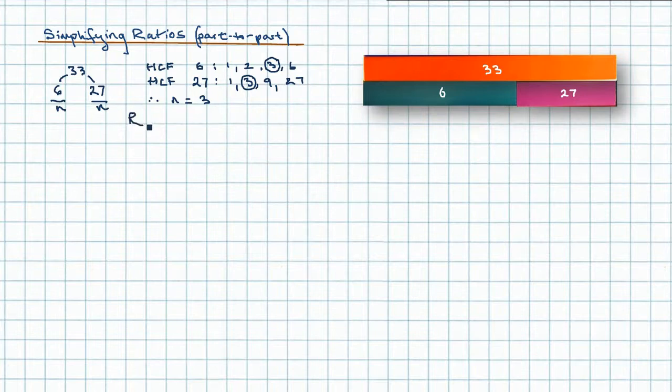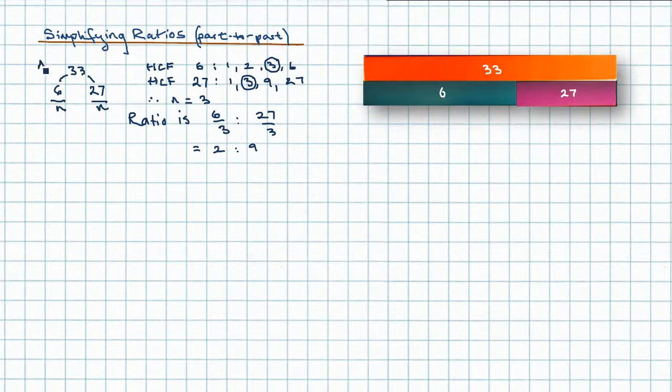So our ratio is 6 divided by 3 to 27 divided by 3. And 6 divided by 3 is 2. 27 divided by 3 is 9.